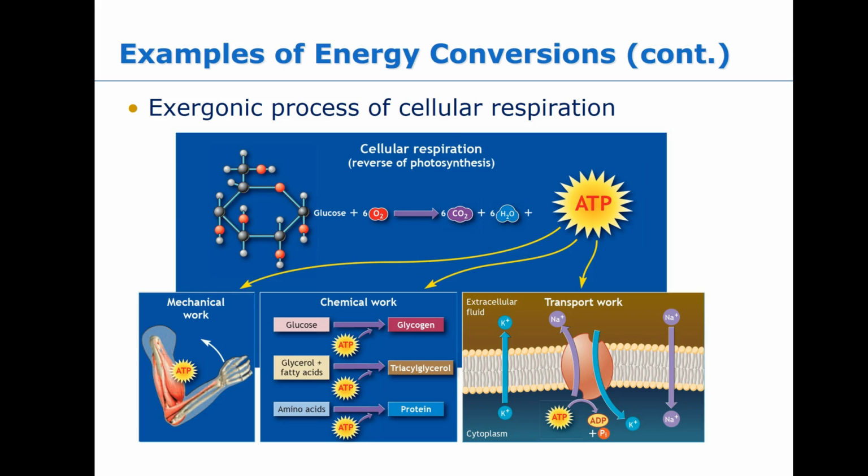And then the third example of biologic work in humans is transport work. This concentrates various substances in the intracellular and extracellular fluids within the body. So the example that you see here is the ATP being converted to ADP with the help of an extra phosphate, and the sodium phospholipid bilayer within the cell.